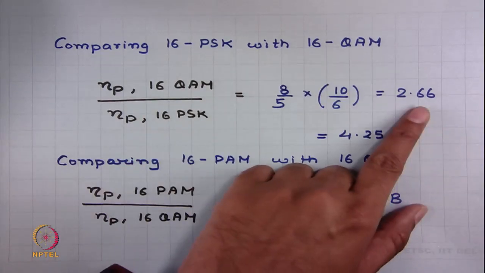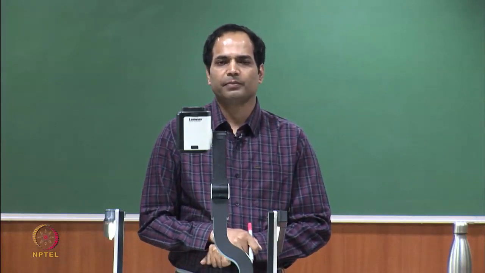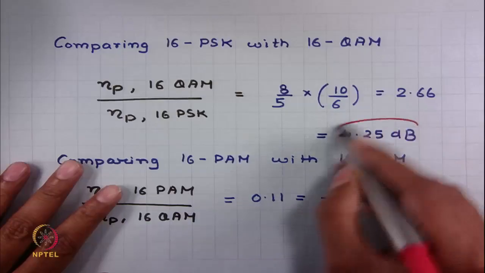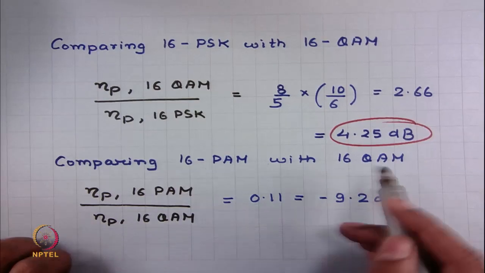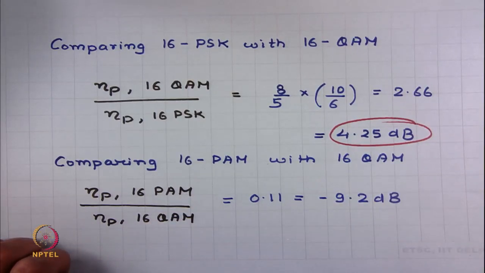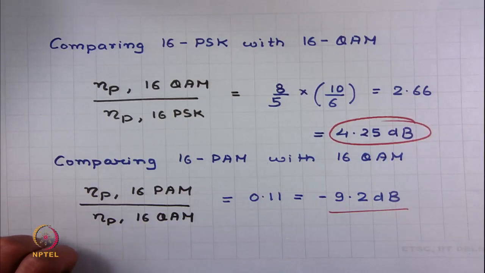You easily calculate the ratio 2.66 and arrive at a number, 4.25 dB. That means in 16-PSK the Eb/N0 requirement is 4.25 dB larger than the Eb/N0 requirement in 16-QAM. So, you can easily calculate that. Similarly, you can compare the 16-PAM efficiency with the 16-QAM efficiency, and by using the same arithmetic you arrive at the result that 16-QAM requires 9.2 dB smaller Eb/N0 than 16-PAM.